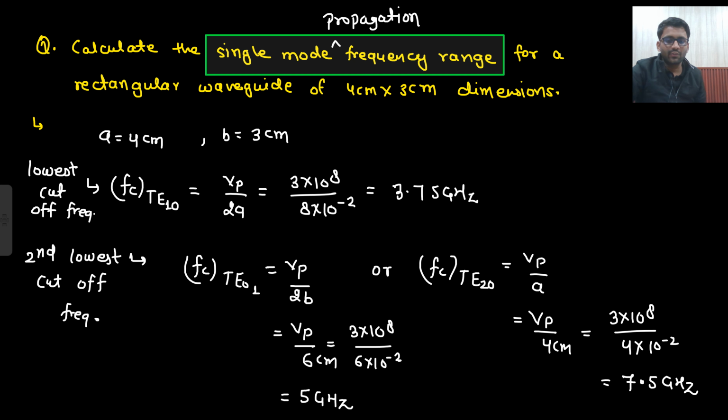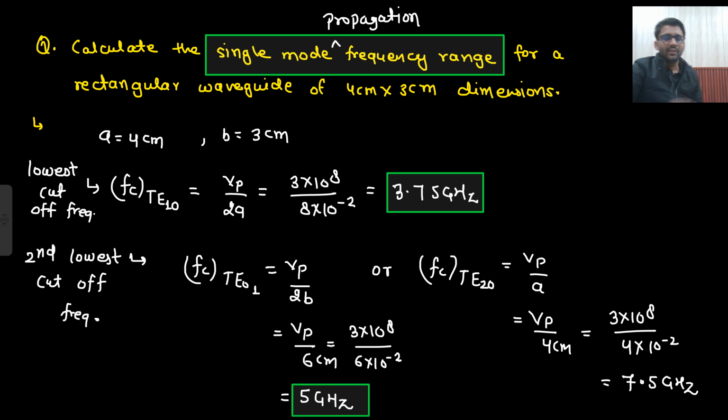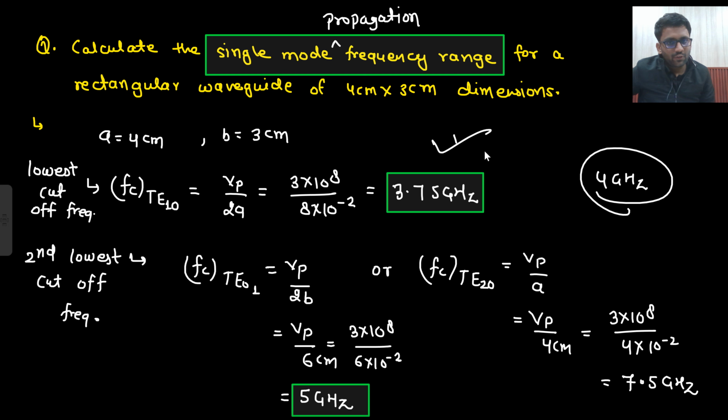Now first write down the answer of this question. So what do you see? This is the minimum and this is the second one. So let's just say if I give my frequency as 4 GHz, then at 4 GHz TE10 will propagate for sure, but TE01 will not propagate.